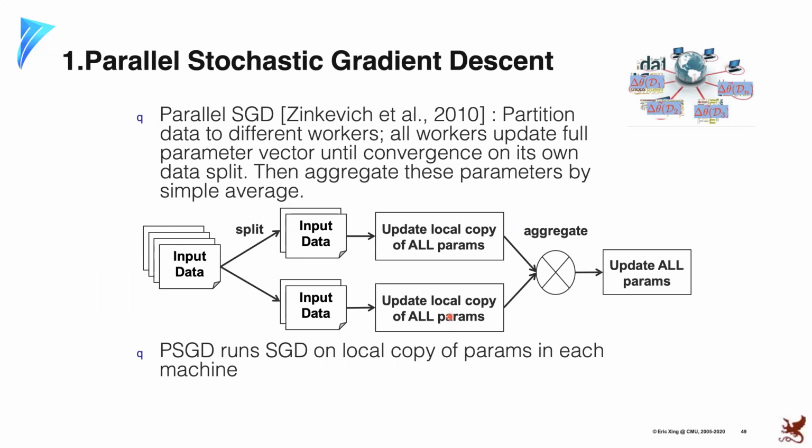So the very naive one was actually proposed in 2010. It's called parallel SGD. The idea is very simple. Essentially it will partition the data to different workers, and all workers will update the full parameters until convergence on its own data split.